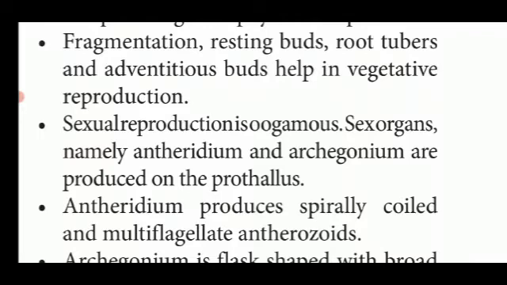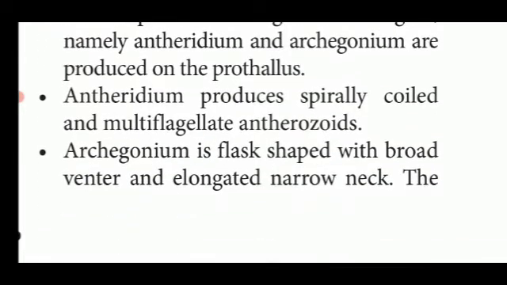Sexual reproduction is oogamous type. Sex organs, namely antheridium and archegonium, are produced on the prothallus. The gametophyte's heart-shaped structure is called the prothallus. In this prothallus, the antheridium and archegonium are present. The antheridia produce spirally coiled, spring-shaped, multiflagellated antherozoids, like sperm cells.